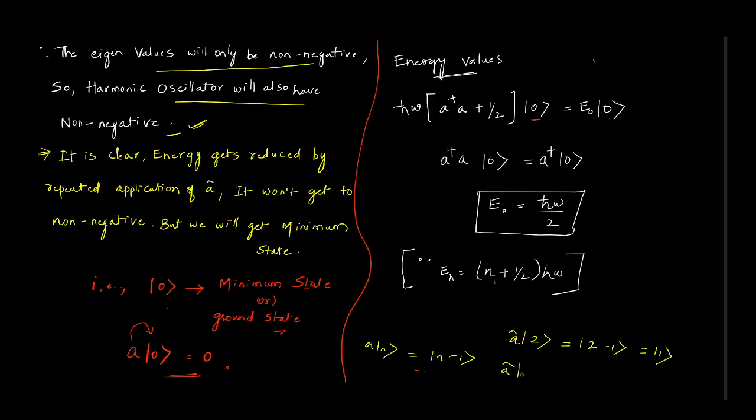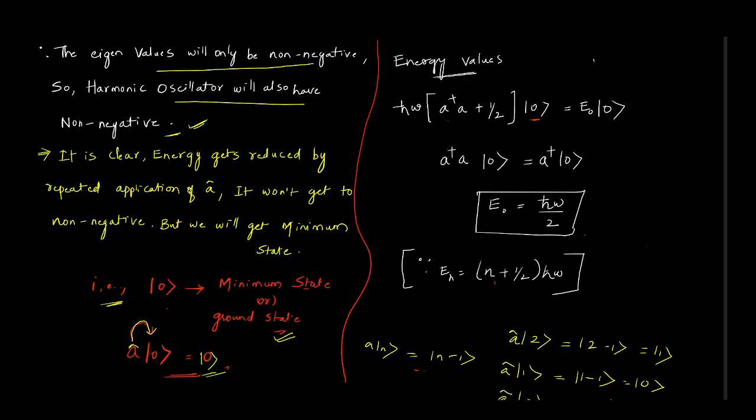Again, if the application of a onto the one state happens, this is 1 minus 1, that is the 0 state. Again, if you apply it on the 0 state, you want to go to a negative state, but it won't go to the minus 1 state. It will remain at the 0 state only. So that is called the minimum energy state, the 0 state, or ground state. After the application of a onto the 0 state, it will give 0 only.